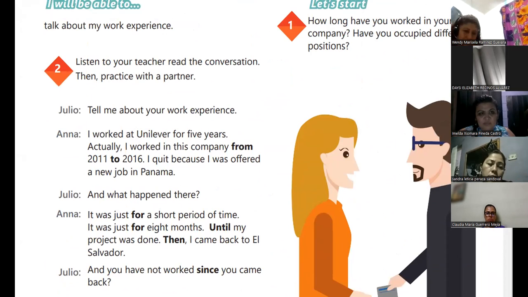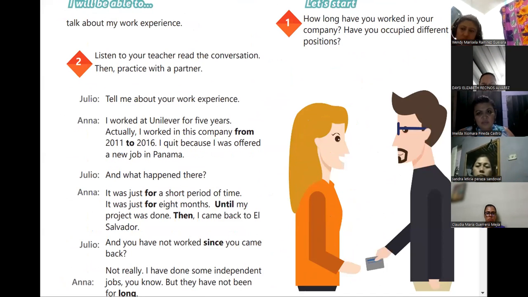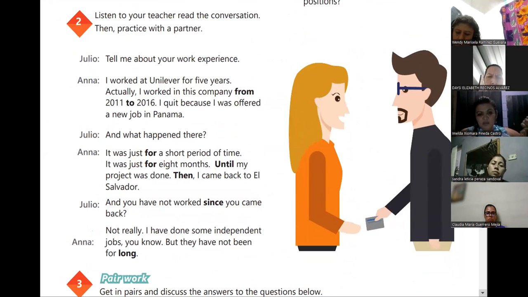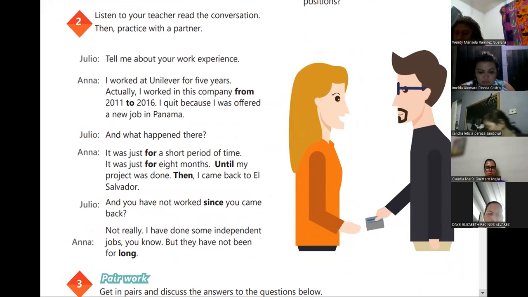Okay. And we are going to see that, for example, how long significa cuánto tiempo. Okay. How long. El significado de esa frase, WH phrase, es cuánto tiempo.